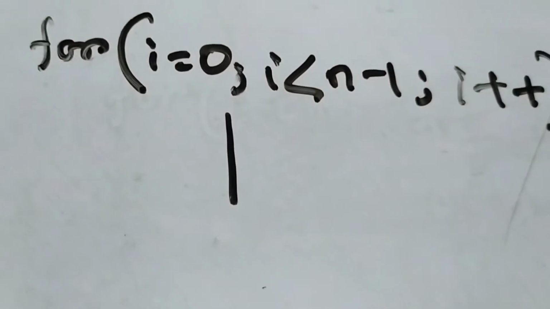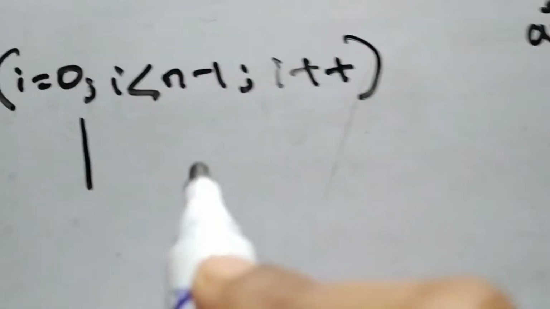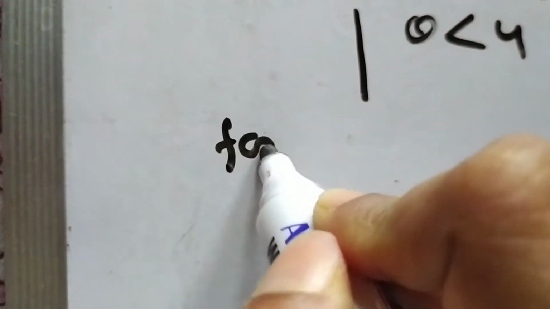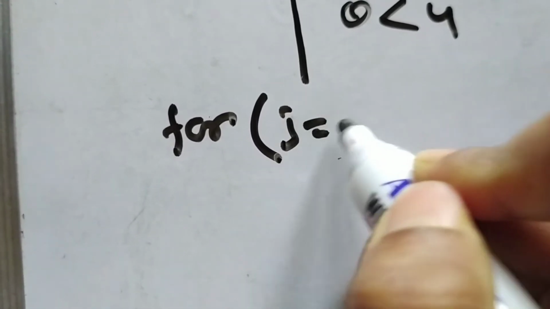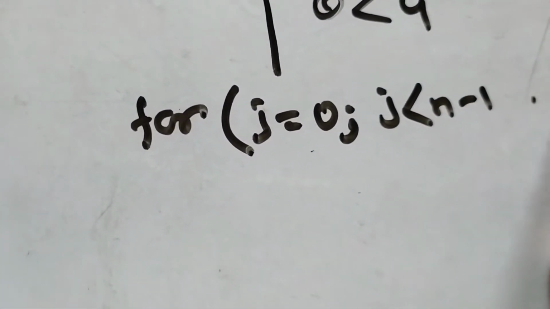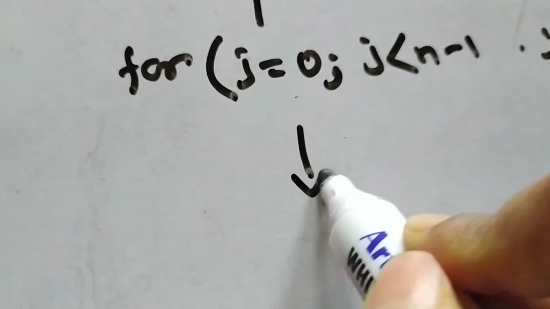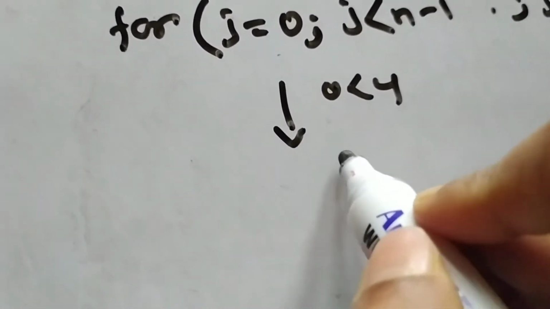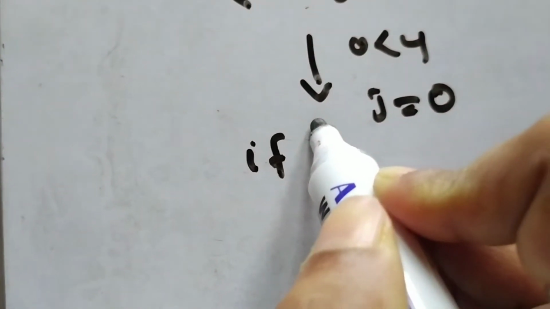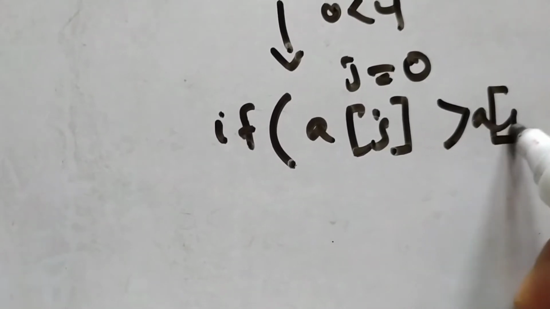For comparing 0 with the last index number 4, 0 is less than 4, so the loop will enter the for loop: for j equal to 0, j less than n minus 1, j plus plus. j will start from 0. If a[j] greater than a[j plus 1].